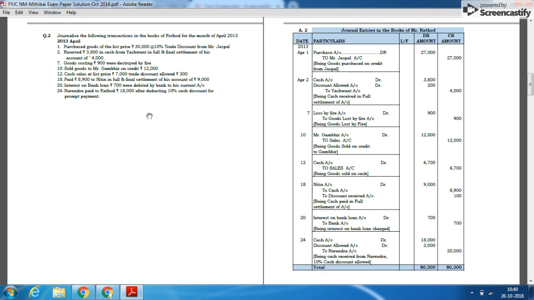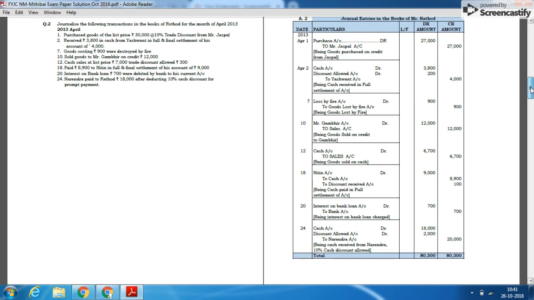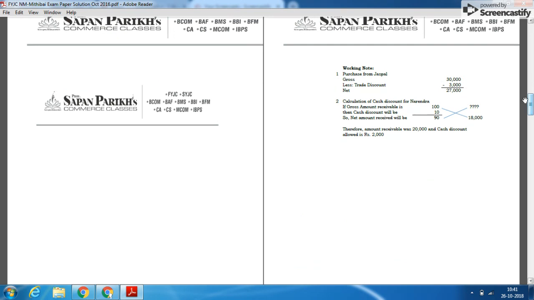The last entry in this question is Narendra paid to Rathod 18,000 after deducting 10% cash discount for prompt payment. Now, this is a very tricky question. Normally, students will calculate 10% on 18,000. But if you read it wisely, Narendra paid 18,000, which means Rathod received 18,000. I have prepared a working note for this. So 18,000 is a net amount, which is after deducting 10%. So we can't calculate 10% on 18,000. So here is the calculation.